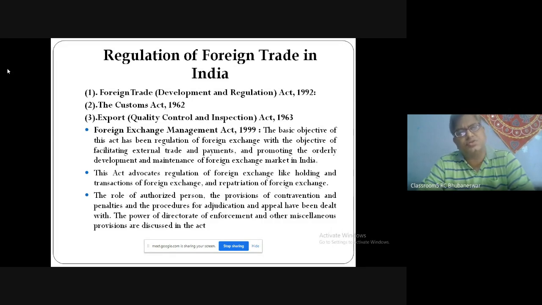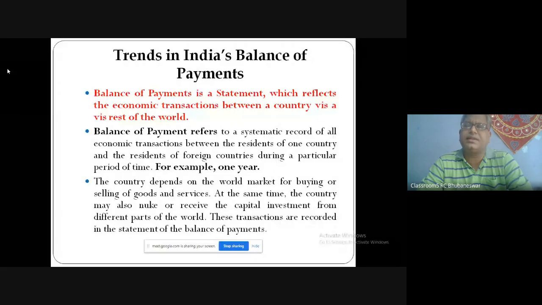In such a scenario, 1992 is the real red mark, the Foreign Trade Development and Regulation Act. Then the Customs Act exists from 1962, and then the Export Quality Control Inspection Act in 1963. In between, another act was formed for the management of foreign payments, that is external trade payments, or promoting the maintenance and regulating of the foreign exchange market, in the year 1999. Through this, foreign transactions can be focused on, and repatriation of foreign exchange can also be done. This is the act through which this type of business can be enhanced, with more focus towards foreign trade.